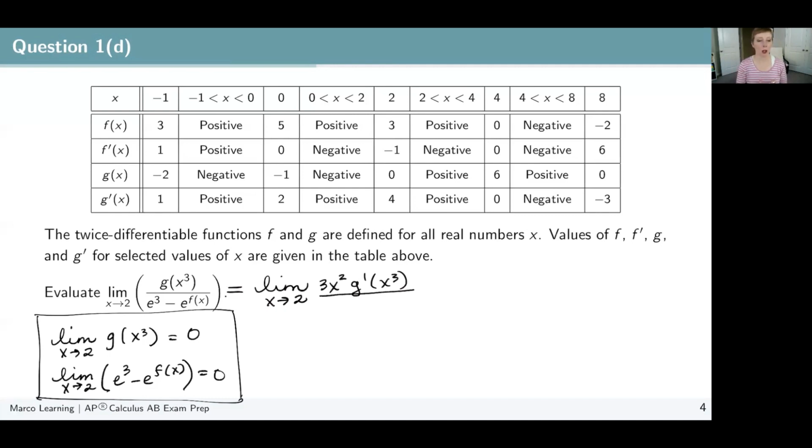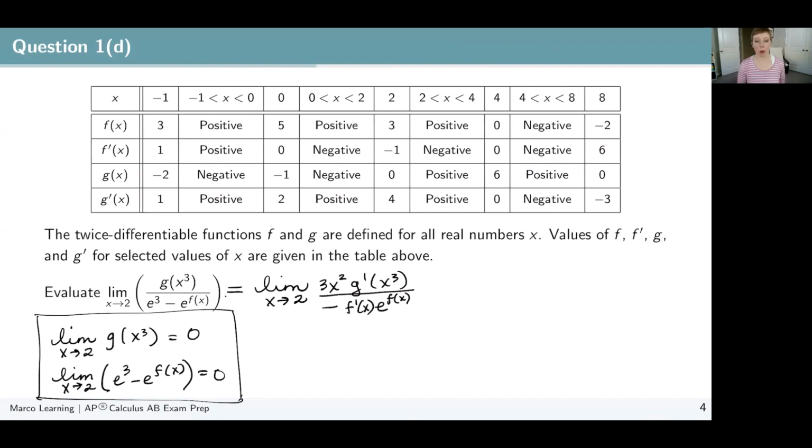And in the denominator, we're taking the derivative of e cubed minus e to the f of x. E cubed is a constant, so the derivative of that term is 0, minus e to the power f of x. This also requires chain rule. This is e to the stuff. The derivative of e to the stuff is e to the stuff times the derivative of the stuff. So e to the stuff, don't change that inside function there. That's e to the stuff. Keep the stuff the same. Now times the derivative of the stuff. So f prime of x.